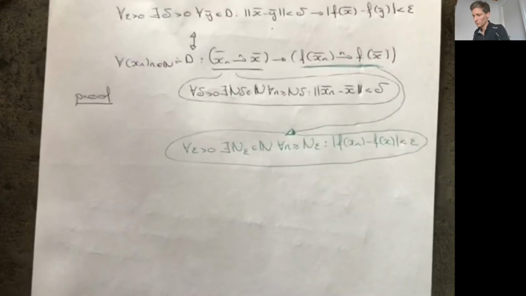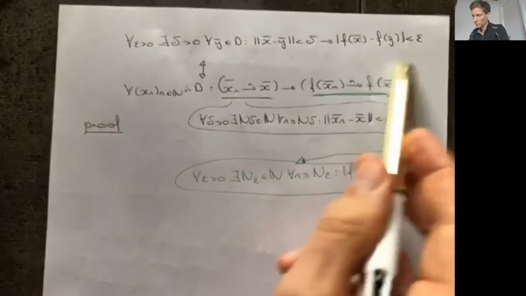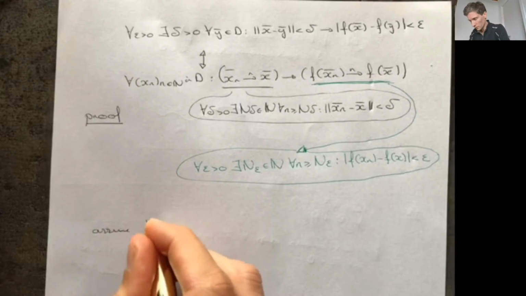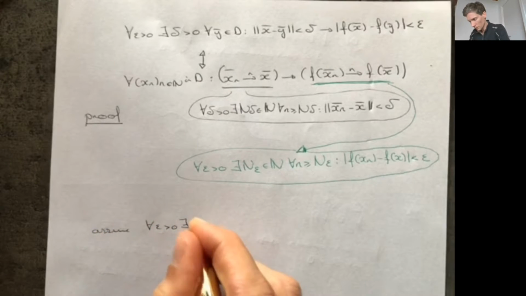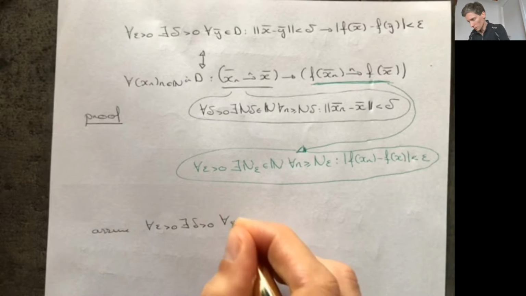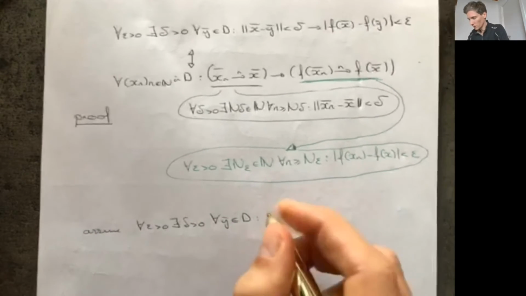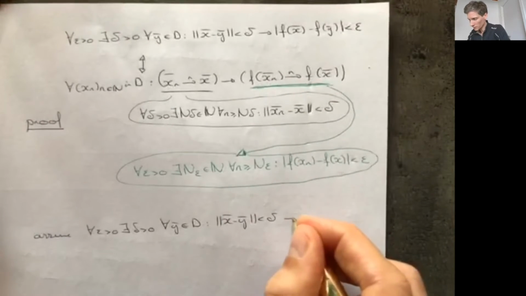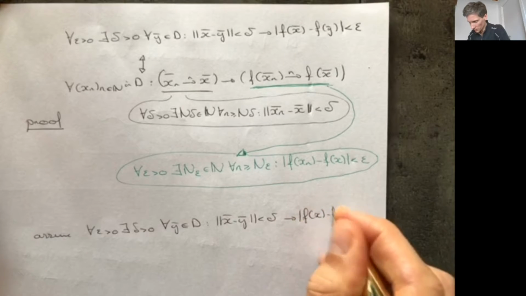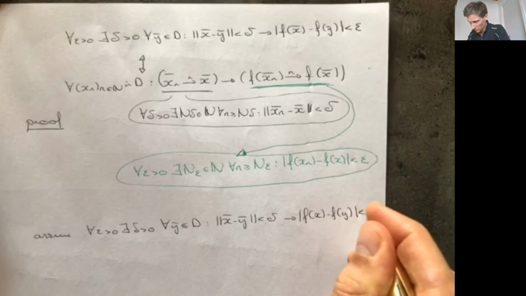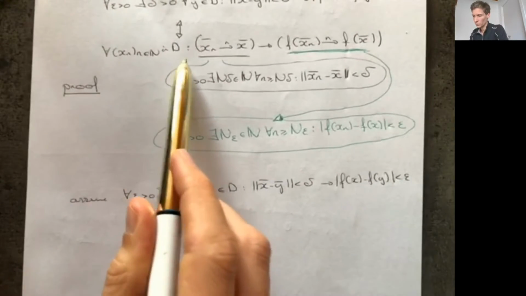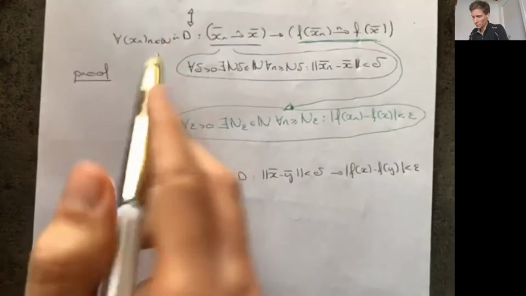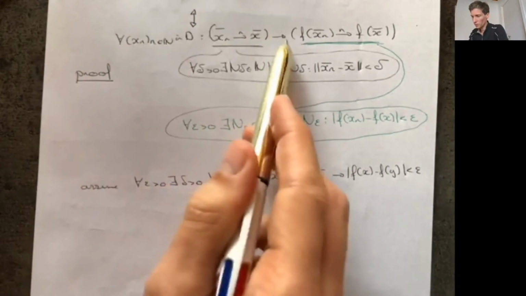We're going to use a proof by contradiction. So we're going to assume that this holds, right? So assume that for all epsilon bigger than 0, there exists a delta bigger than 0, such that for all y in the domain, if |x minus y| is smaller than delta, then |f(x) minus f(y)| is smaller than epsilon. And we're going to assume that this here is violated. So we have to negate this.